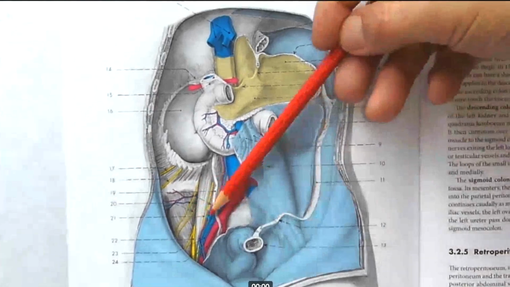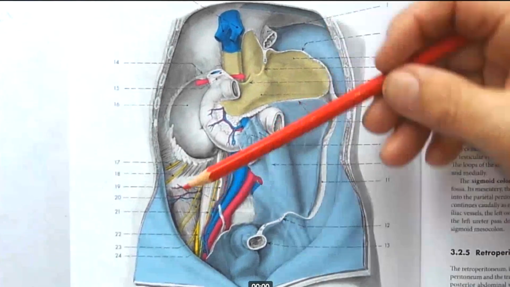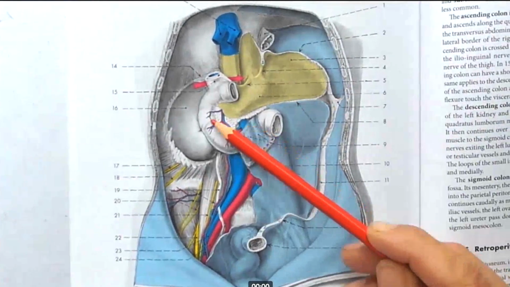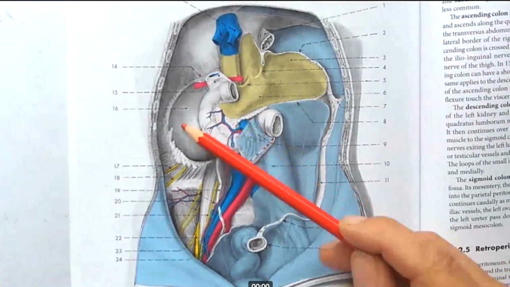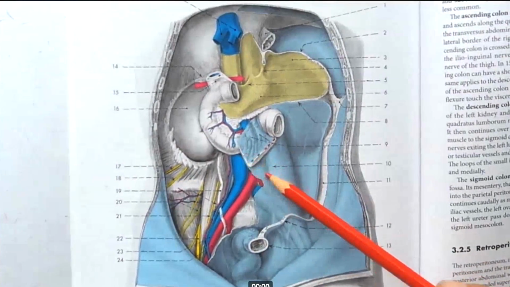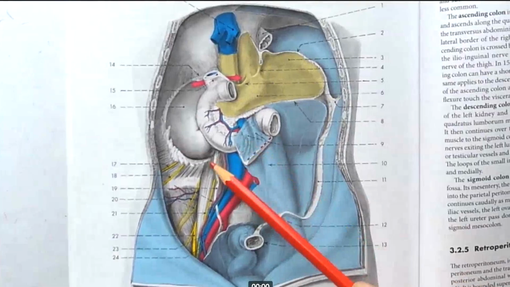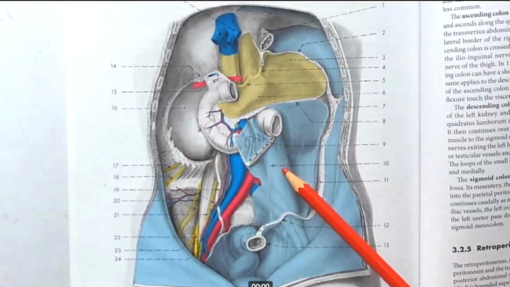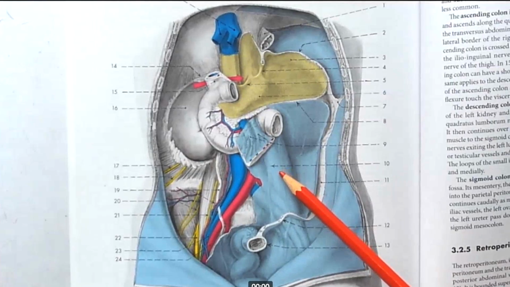Because if we look at the position of the red pencil, we see that that line lies dividing the right field, which will be here, and the left field. The important point is not only the terminology: the right field is supplied by the superior mesenteric artery, while the left field is supplied by the inferior mesenteric artery, which is important for the blood supply.